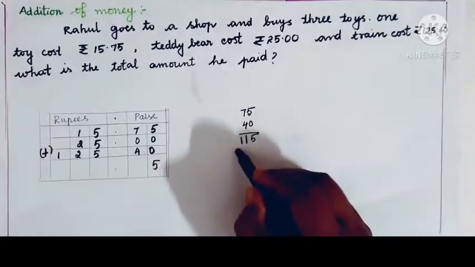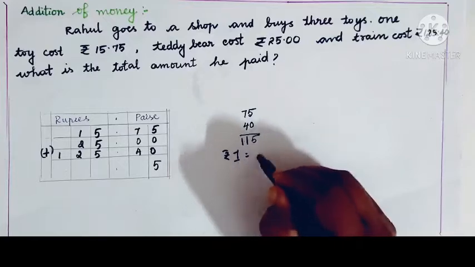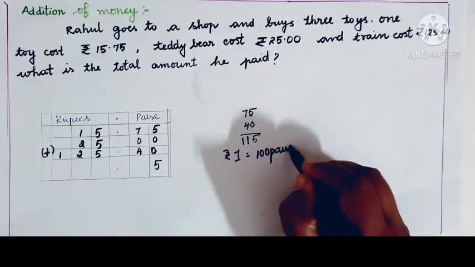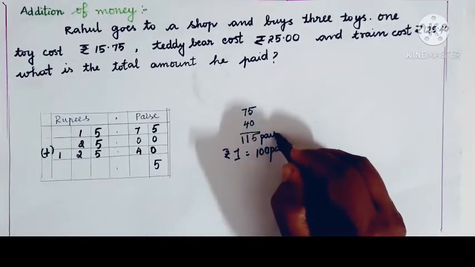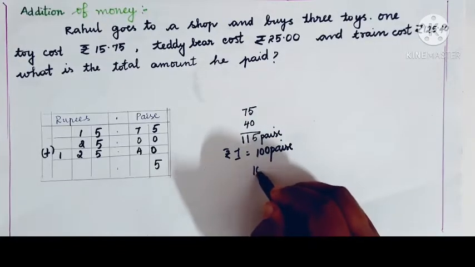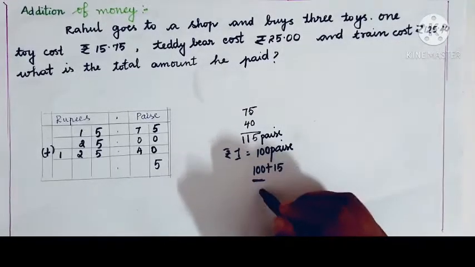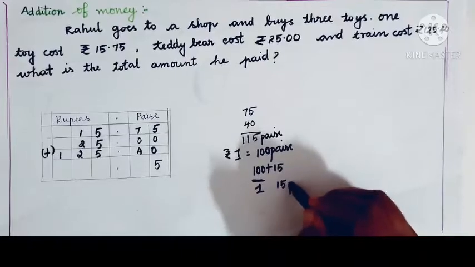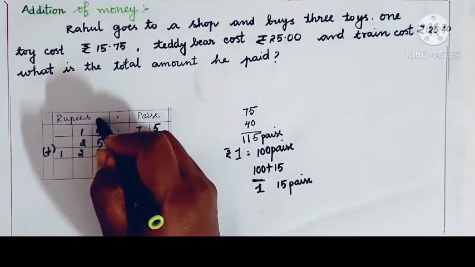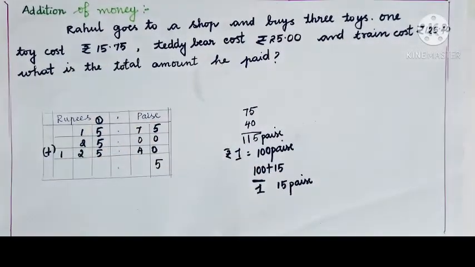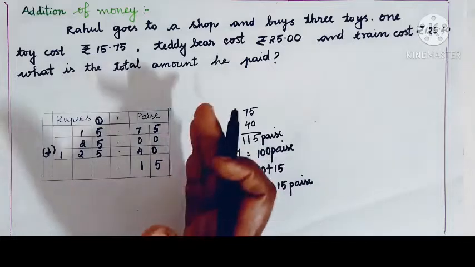You know that 1 rupee is equal to 100 pies. Isn't it right? So this 115 pies can be made as 100 plus 15. Am I right? Yes. So this 100 pies will become 1 rupee and 15 pies. Is it clear? So this 1 rupee will carry over on the top. So this will become 15 pies alone. Is it clear how we are making pies into rupees?